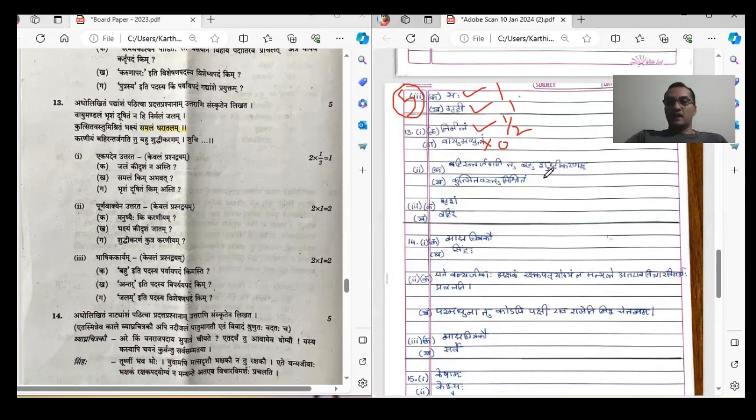Purnavakyena uttarata. Bahirantar jagati bahu shuddhikaranam. That way the answer is written. Let's see the question. Manushyahi kim karaniyam? Manushyahi bahirantar jagati bahu shuddhikaranam karaniyam. The answer is correct, but manushyahi is not there. Karaniyam is not there. It's not a complete sentence. So 1 full mark can't be given. So half is deducted. Half mark is given.